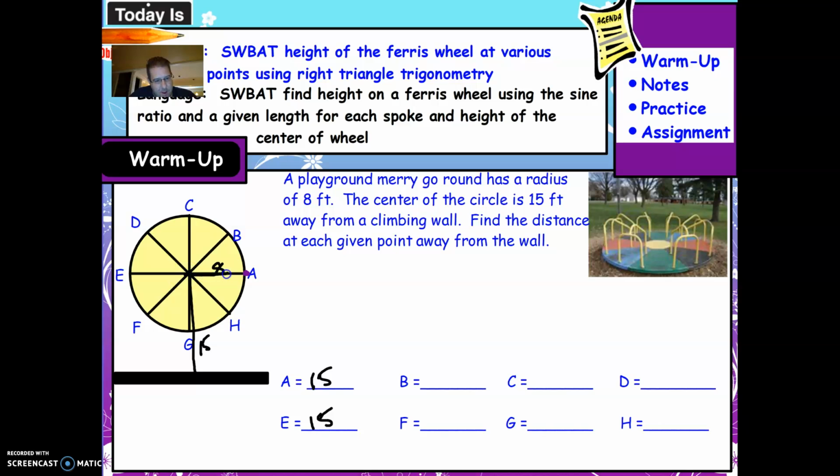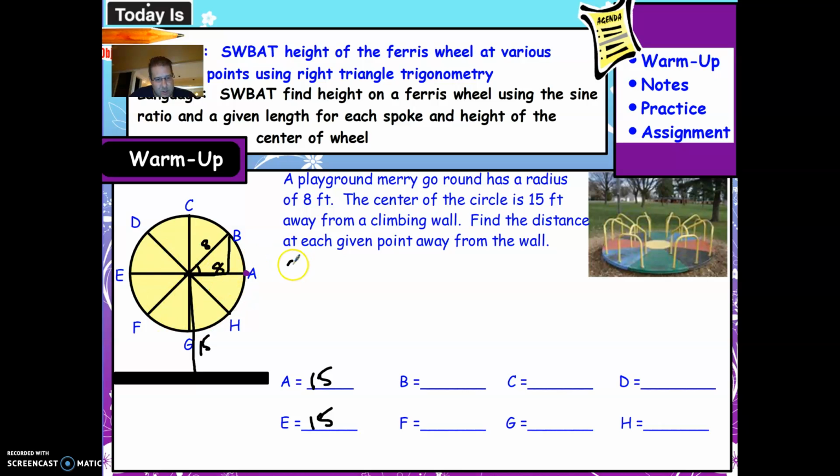So what I need to know now is, what's the height of B? Well, I don't know if this is 8. In fact, I know it's not 8, because 8 is the distance all the way to A. So that's not a known amount. But what I can do is figure out what this degree is, and I can figure out that this length, which is the hypotenuse, is 8, because the radius is 8 going in any direction. 1, 2, 3, 4, 5, 6, 7, 8.